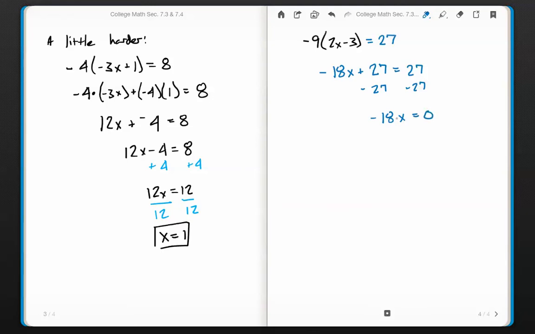Now this is something that gave some of you trouble on the test. Negative 18 times something has got to be equal to 0. Well, let's divide by negative 18. And we'll divide by negative 18. So x equals 0 divided by negative 18. Well, 0 divided by anything. If I don't have any pizzas and I divide it into 18 pieces, I still don't have any pieces, right? There's nothing there. So x equals 0 in this case.